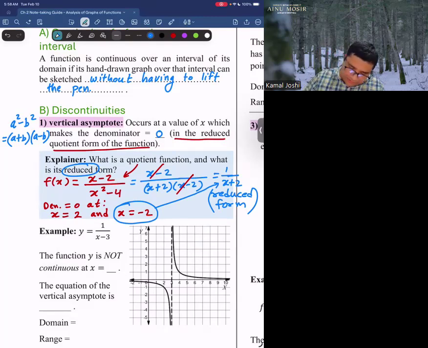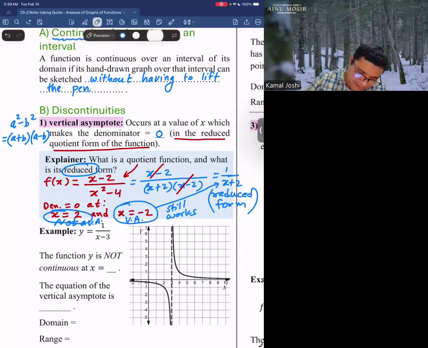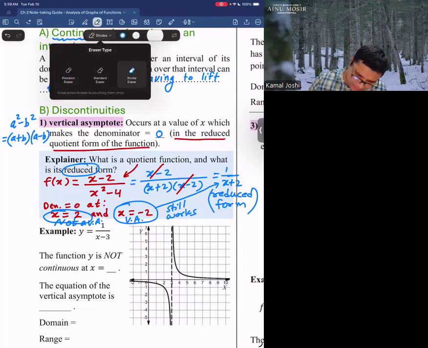So I'll write here, still works. But x equal to 2 does not, right? So x equal to minus 2 has a vertical asymptote there, not a vertical asymptote here. So at 2 you don't have a vertical asymptote. At minus 2 you have the vertical asymptote.